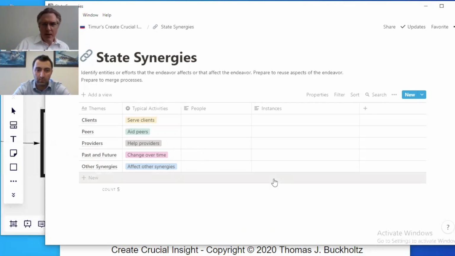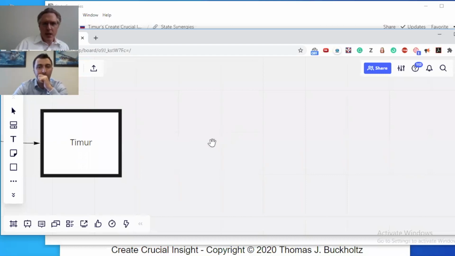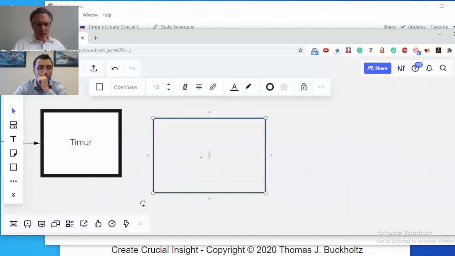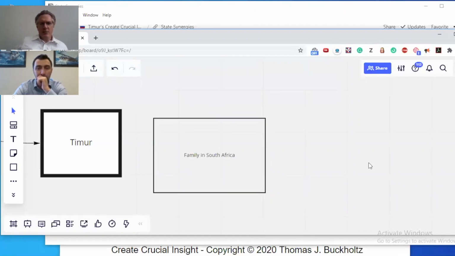I thought maybe one thing we could do is use a whiteboard to map out the process. So imagine that we have a family in, for example, South Africa. All right, so what's the first thing that happens? We have a family in South Africa, and what's the first thing that happens in this process towards coming to Russia?